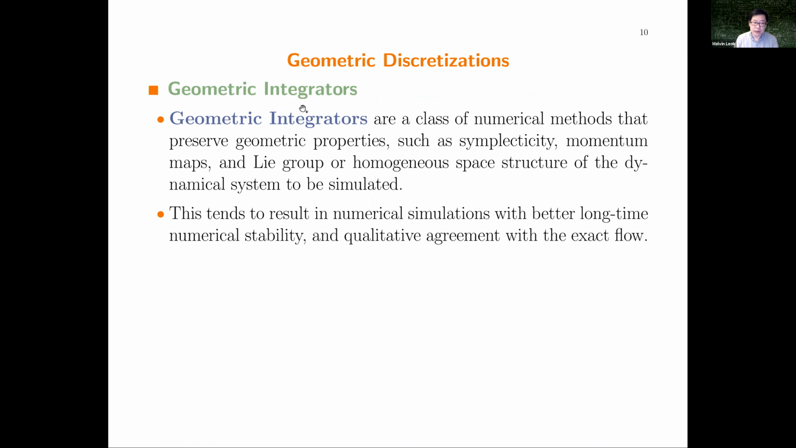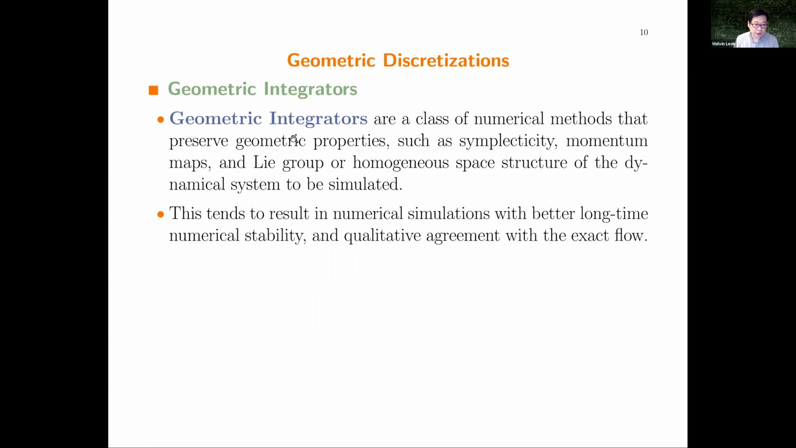So what I'm primarily interested in are a class of numerical methods known as geometric integrators. These are numerical methods which preserve geometric properties like symplecticity, momentum maps, as well as the nonlinear manifold structure, like the configuration spaces you might be working with. So in particular, if you have a configuration space which is a Lie group or homogeneous space, you might want to develop numerical methods which automatically stay on that.